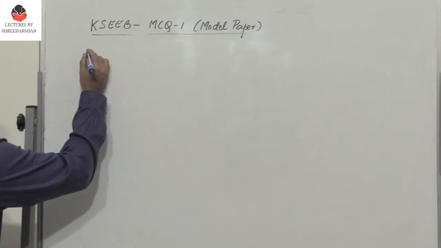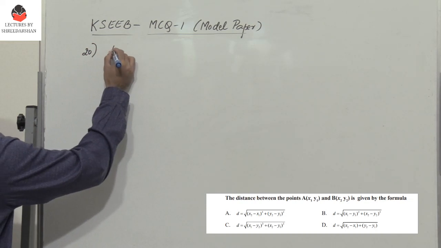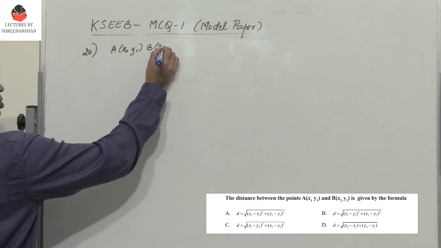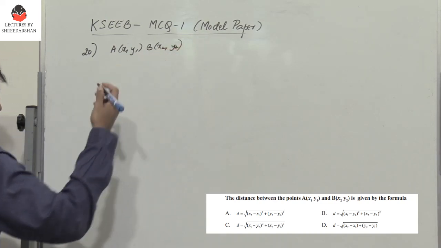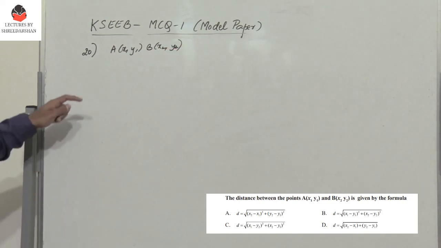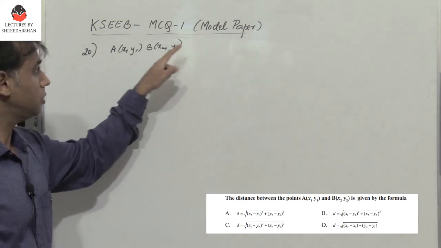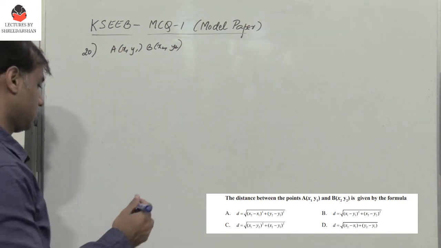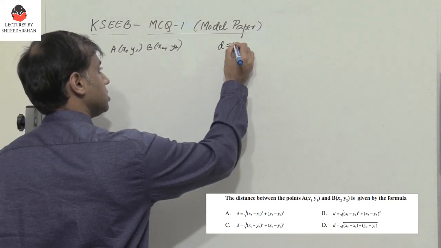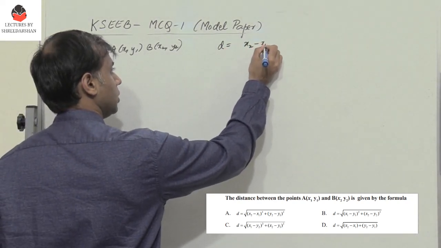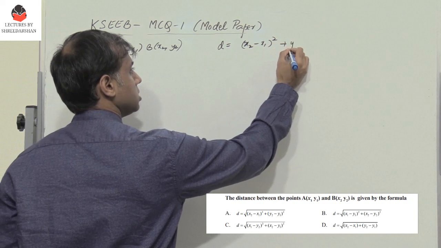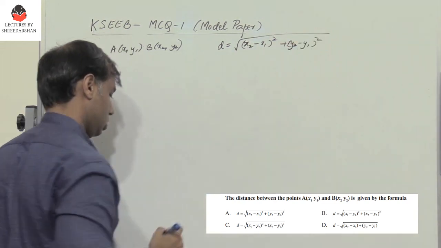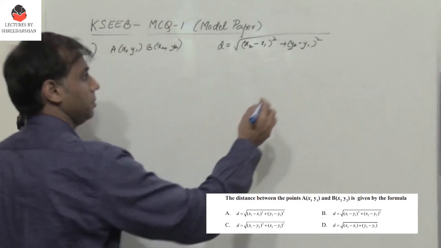Question 20. The distance between the 2 points A (x1, y1) and B (x2, y2) is, so this is nothing but the distance formula, isn't it? So what is the distance formula? It is the root of (x2 minus x1) the whole square plus (y2 minus y1) the whole square, the whole root. So the option is A.